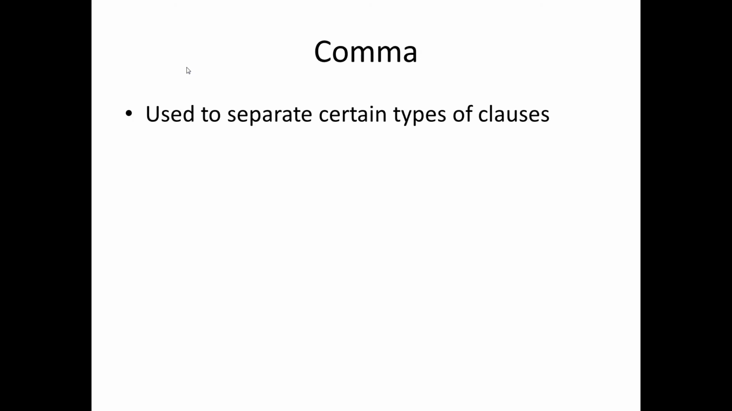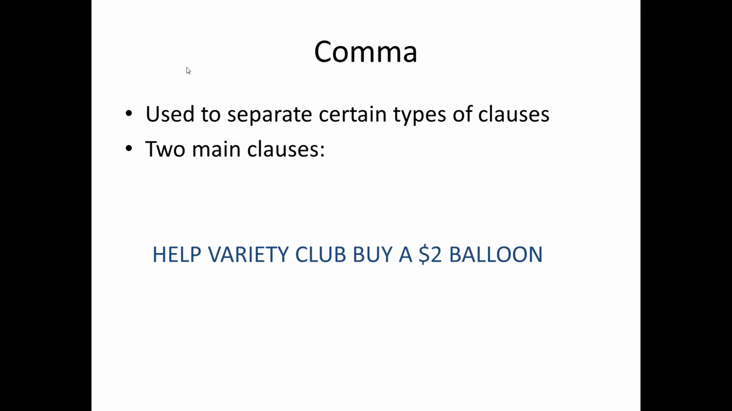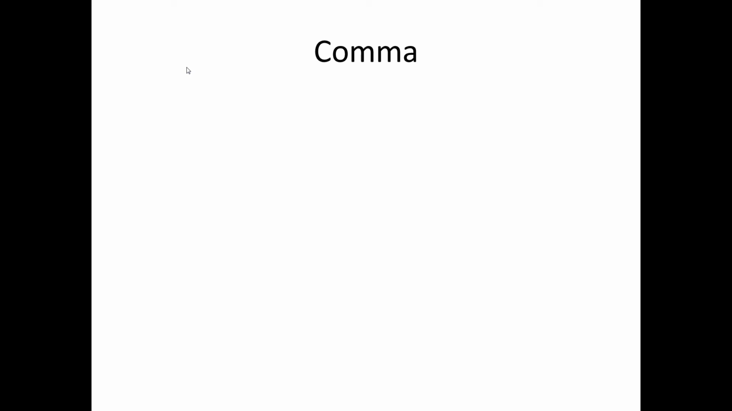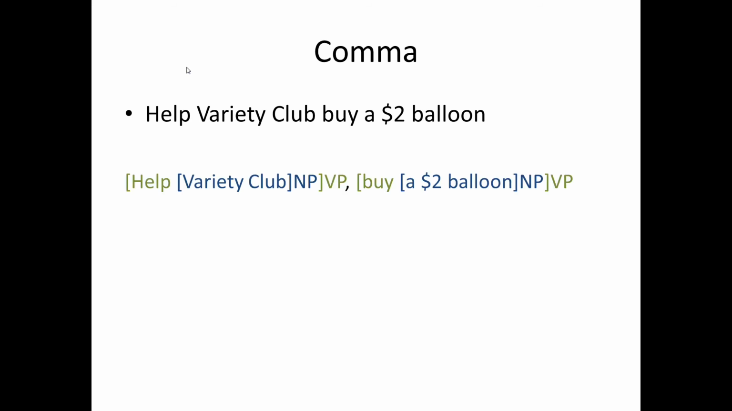Commas are mainly used to separate certain types of clauses. Firstly, they're used between two main clauses that are meant to be linked if they're not connected by a conjunction. Look at the following sentence, which is from a sign which was posted at a large supermarket. Help Variety Club buy a $2 balloon. The first thing I thought when I saw this was, why did they need help to buy a $2 balloon? I misinterpreted the structure of the sentence, and the reason I did that was that there was no punctuation to help me out. The intended meaning has two imperative main clauses like this.